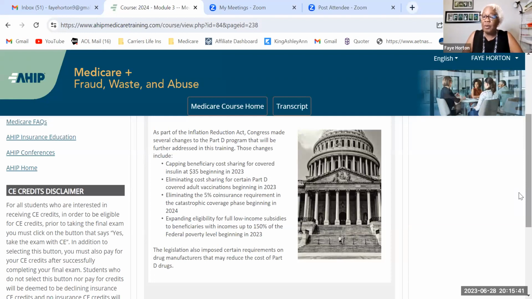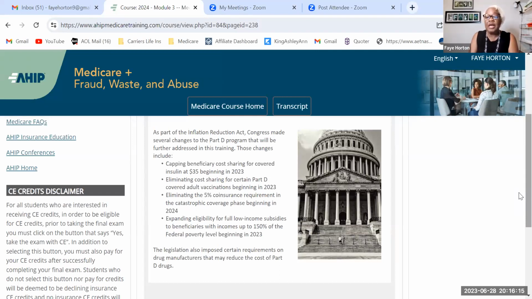Now, if you have someone who is on insulin and they get their prescription and it's more than $35 per order per month, then that means that that insulin is not covered on the formulary, so they're paying the cost of the drug. So because it's $35 doesn't mean that every insulin out there is covered on every plan.